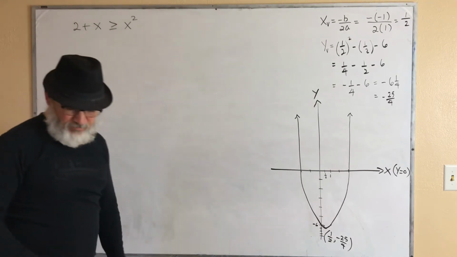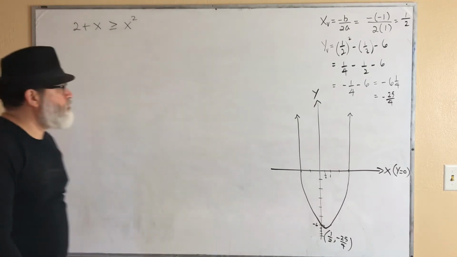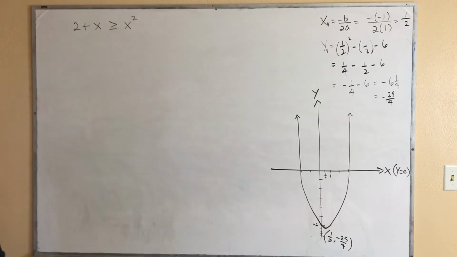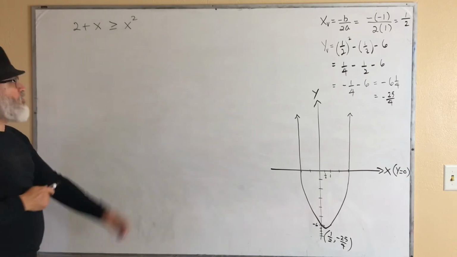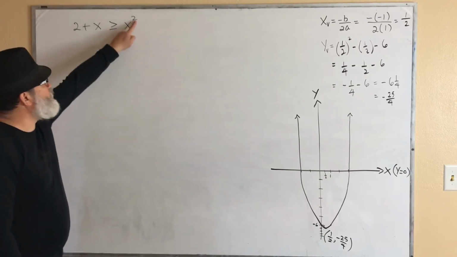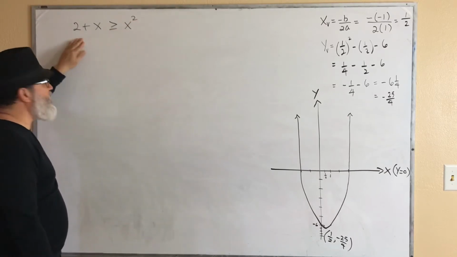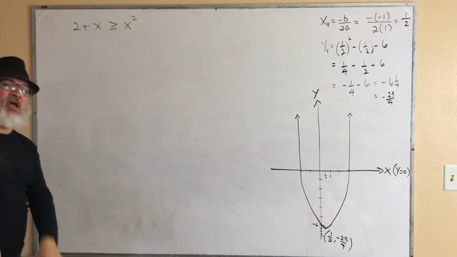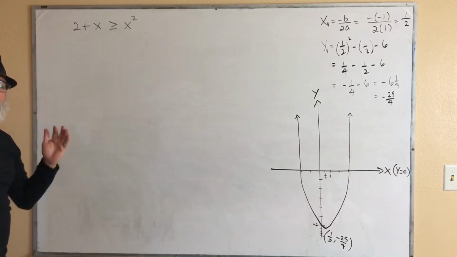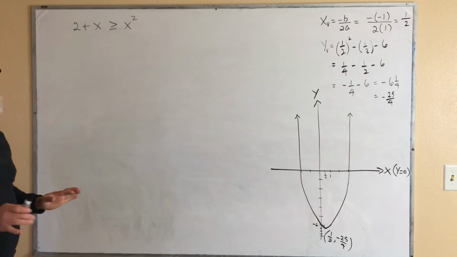Okay? That's the problem. Now remember, we call this quadratic inequalities. What makes it quadratic? There's the quadratic term. And there's the inequality symbol. So this is a quadratic inequality. What's the first step? Set it equal to 0. Set one side equal to 0.